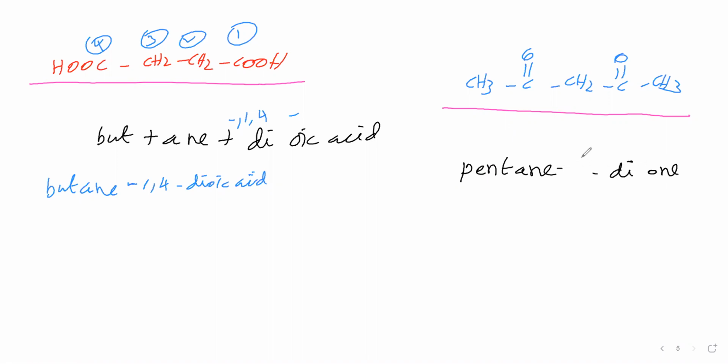We have to say the position. Here carbon number 1, 2, 3, 4, 5 positions we have given. Now you say the position of the ketone. This ketone is present at the second carbon of the parent chain, and this ketone is present at the fourth carbon. So 2, 4 dione. So pentane 2, 4 dione is the name of this compound.